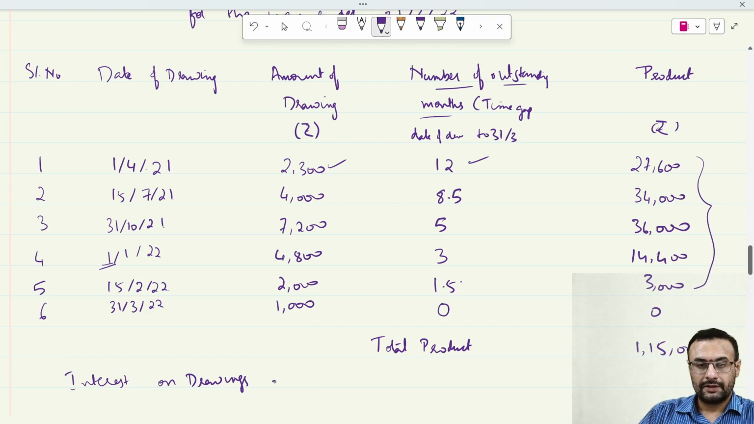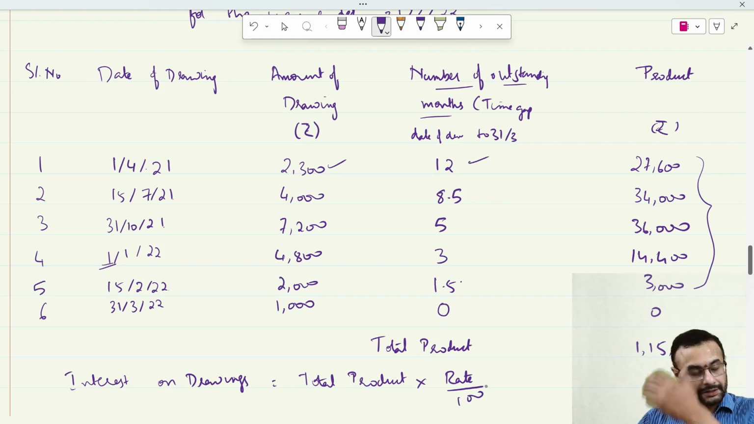Interest on drawings is equals to total product into rate upon 100. Listen, many teachers teach this as rate of interest, but I prefer to write rate by 100 because in PU board or any other educational board, many students miss out to write this denominator by 100. They'll just write 14% and that is not considered good by the evaluator. So many students lose marks over here. So to consciously write divided by 100, I am writing it as rate by 100. It is an accepted formula into 1 by 12.